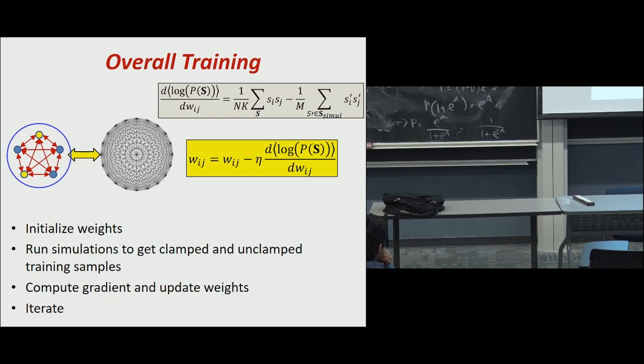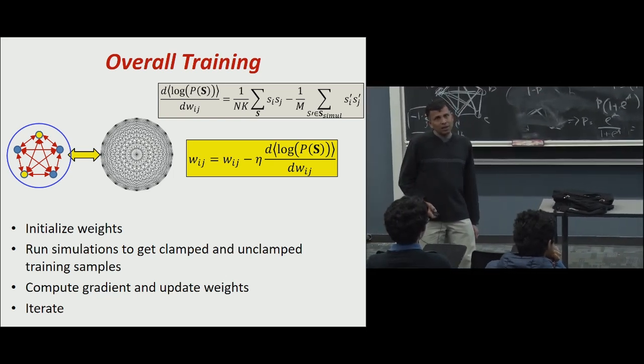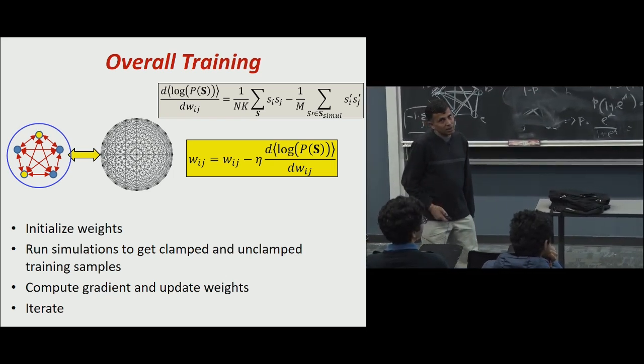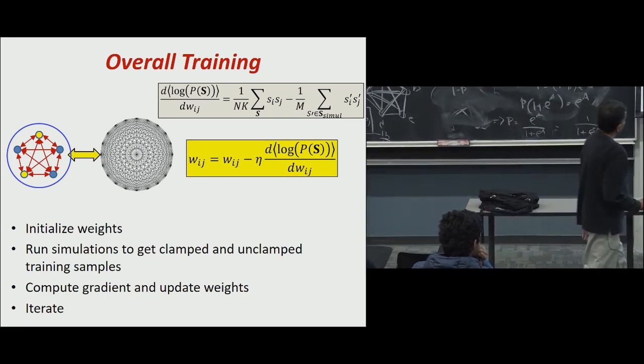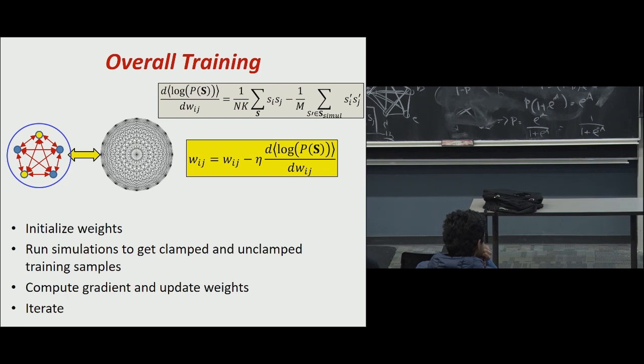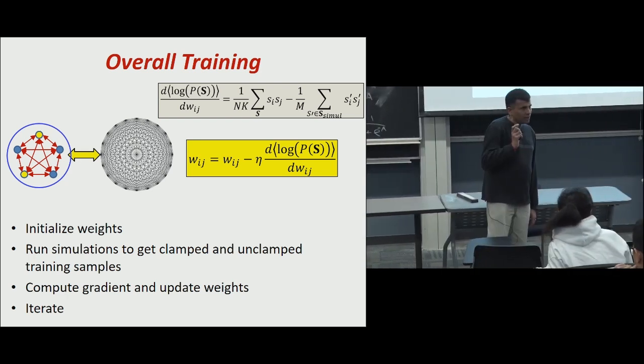Now you can just plug it in. Since I'm maximizing the likelihood, this should have been a plus, right? That's a bug. And then I can just do the gradient and update the weights, right?